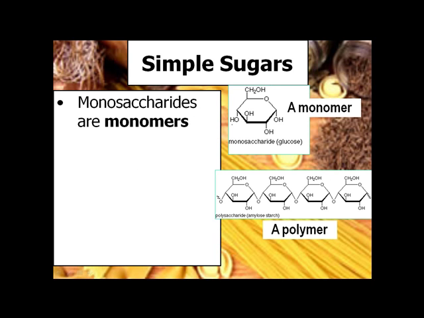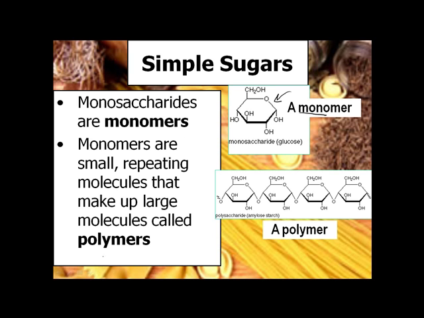Monosaccharides are monomers. One piece. Mono. Versus a polymer, which is many monomers repeating, one after another, linked together like boxcars of a train, or beads on a necklace. Monomers are small repeating molecules that make up large molecules called polymers, mini mers.